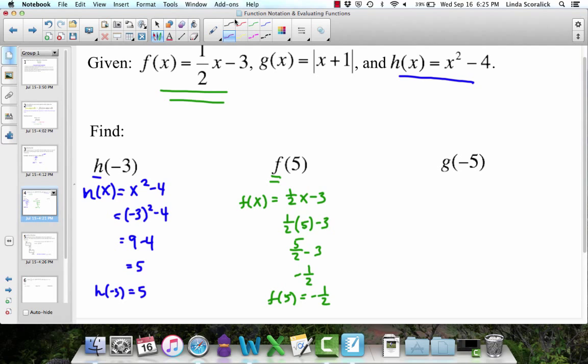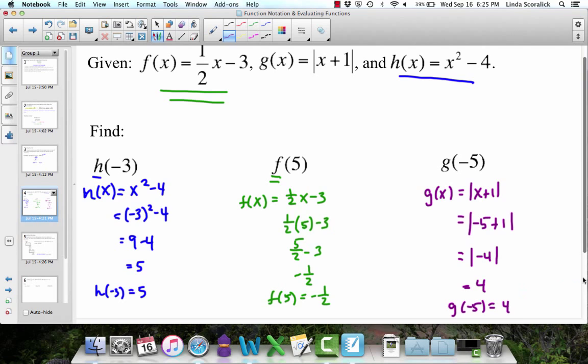Okay, the last example here, we're being asked to find g of negative 5. Our g function was g of x equals the absolute value of x plus 1. Substitute the input of negative 5 plus 1. Inside the absolute value would be negative 4. The absolute value of negative 4 is 4. So g of negative 5 is 4.